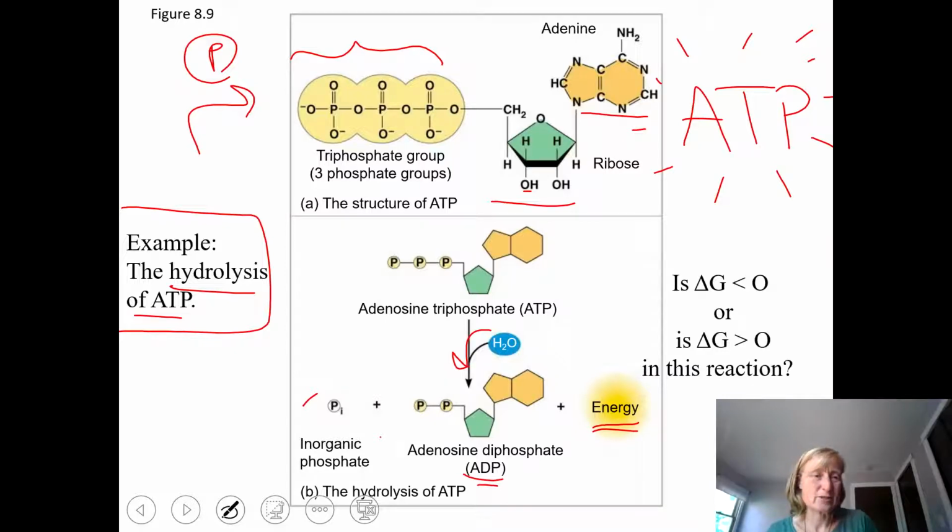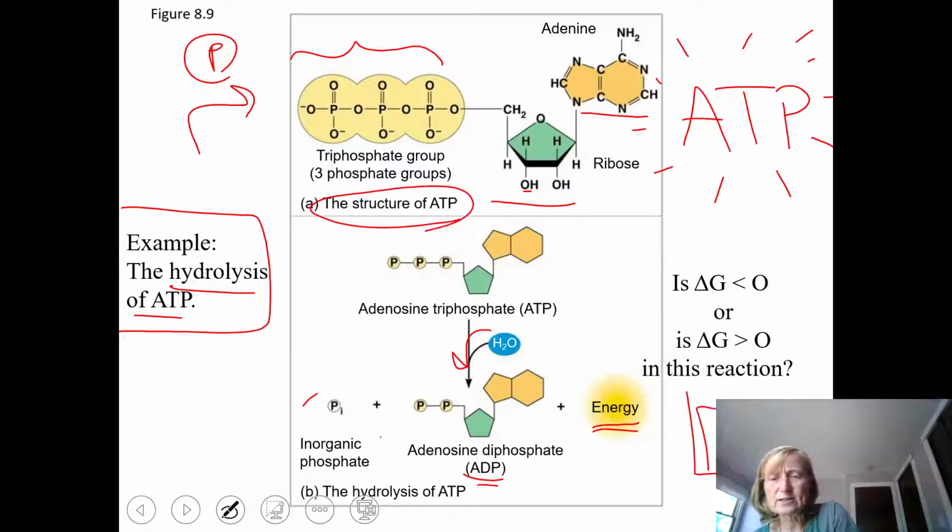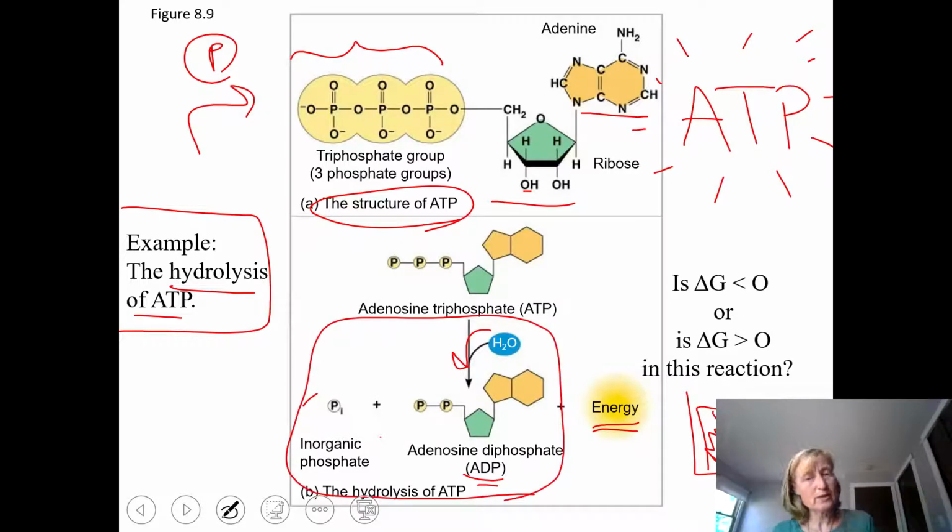So what does that tell us about this reaction? Is the change in free energy, is delta G less than 0 or more than 0? So we think about the reactants and the products. The reactant, ATP, has high free energy, okay? The products, ADP and phosphate, have lower free energy. There's a drop in the free energy from reactants to products. This becomes more stable. The products are more stable. We've got a release of energy. Delta G is less than 0.